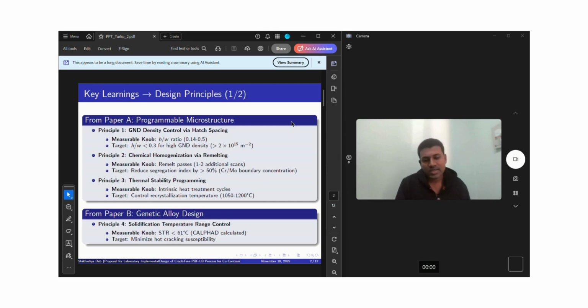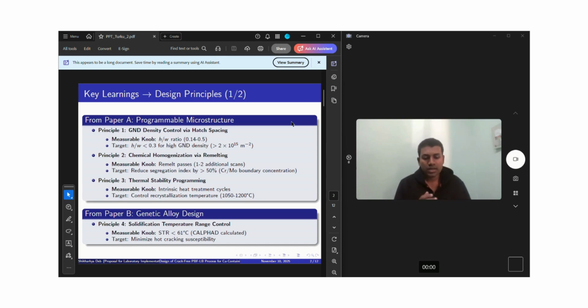The fourth principle is the solidification temperature range, where we have also used a genetic algorithm approach by calculating the STR, or the solidification temperature range, for each composition using thermodynamic software, keeping only compositions with STR less than 61 degrees centigrade, using the best compositions to create new ones, and repeating for multiple generations.